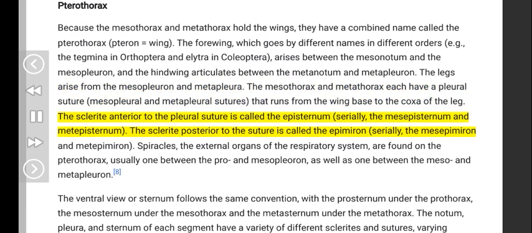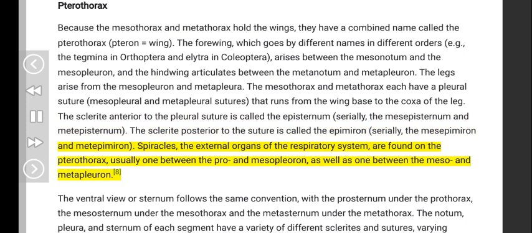The sclerite anterior to the pleural suture is called the episternum, serially, the mesepisternum and metepisternum. The sclerite posterior to the suture is called the epimeron, serially, the mesepimeron and metepimeron. Spiracles, the external organs of the respiratory system, are found on the pterothorax, usually one between the pro- and mesopleuron, as well as one between the meso- and metapleuron.